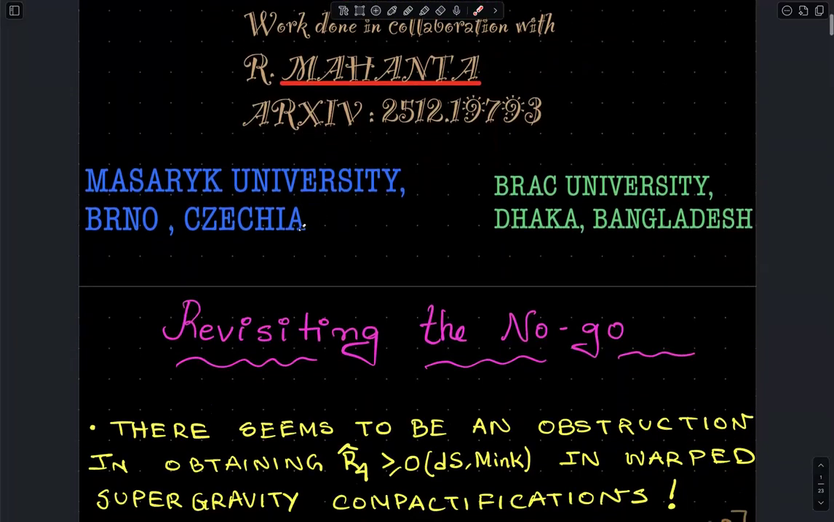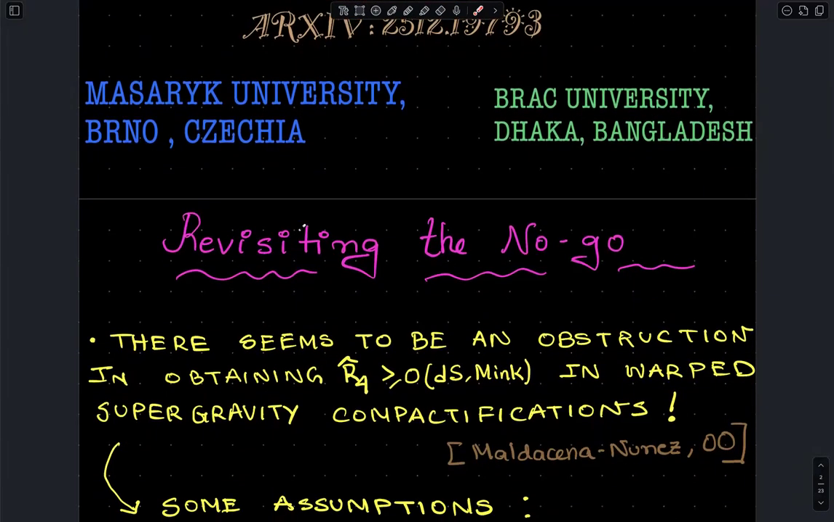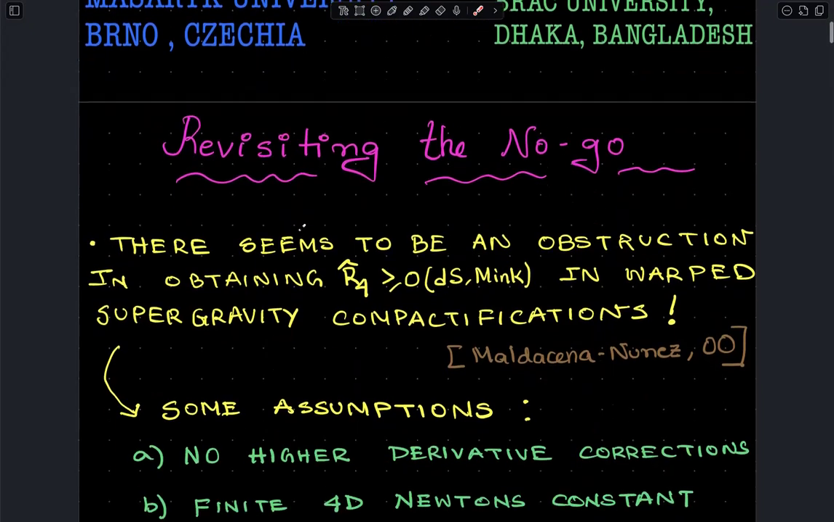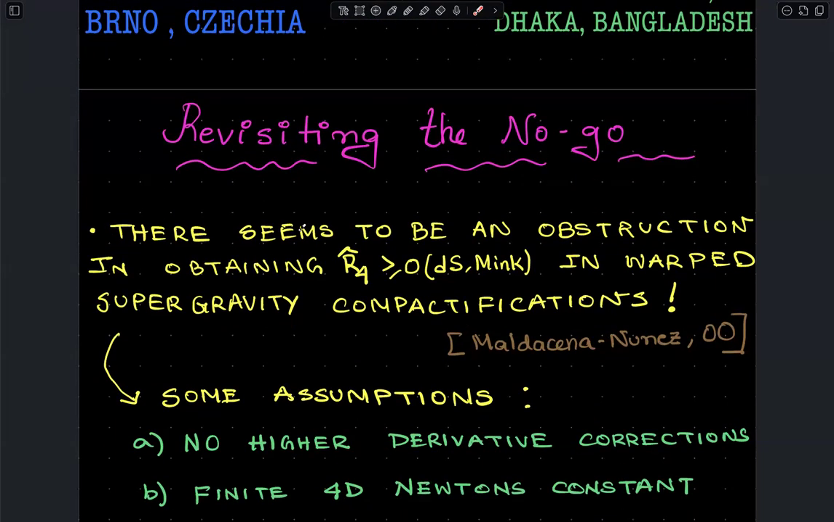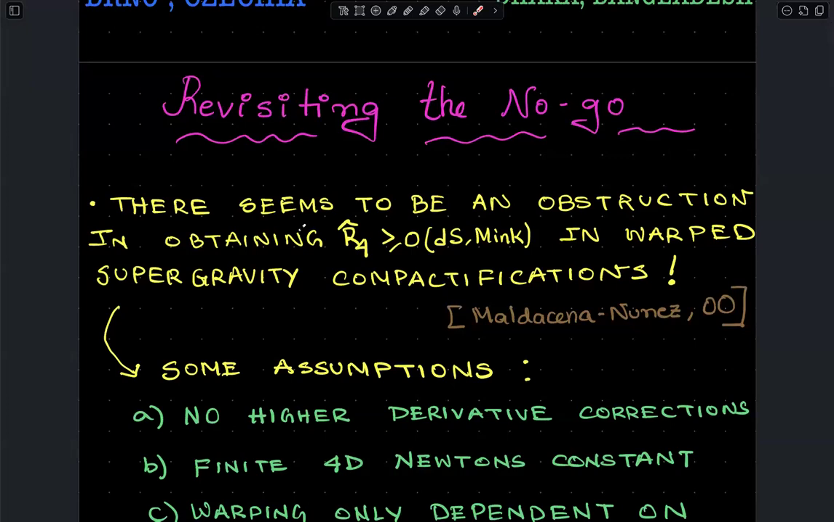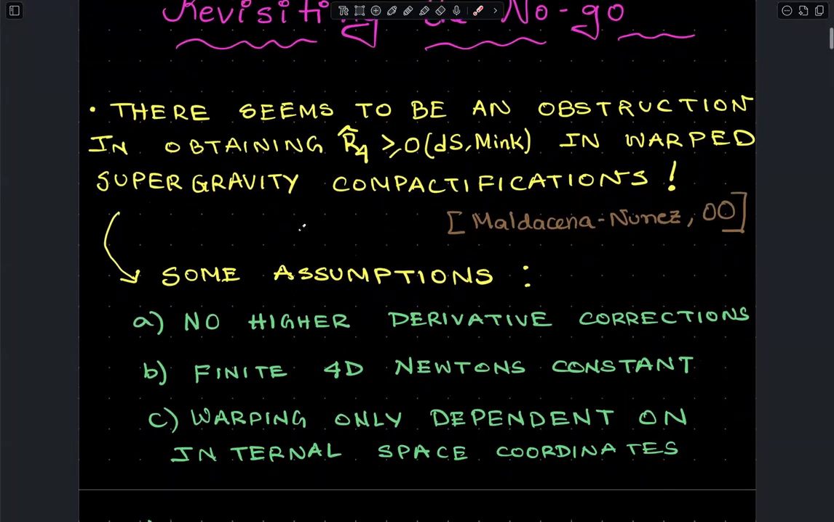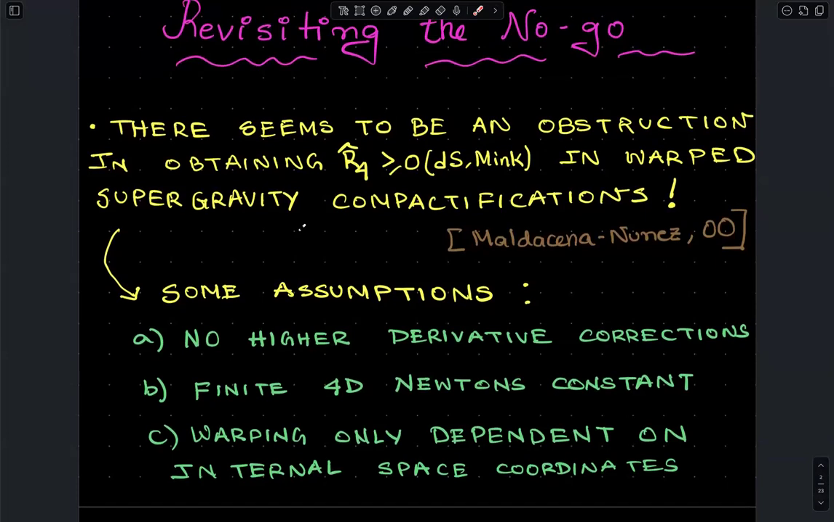Let's start with the no-go theorem of Maldacena Nuñez. There seems to be an obstruction in obtaining four-dimensional de Sitter or Minkowski in warped supergravity compactification, at least with classical ingredients. This is based on the assumptions that there are no higher derivative corrections, you have a finite 4D Newton's constant, and you have a warp factor which only depends on the compact space coordinates.